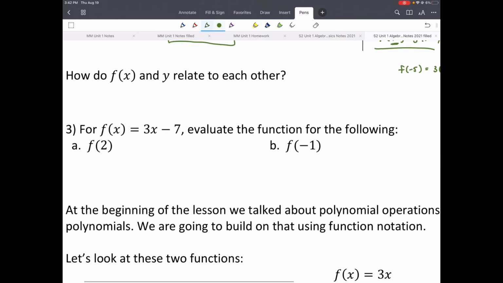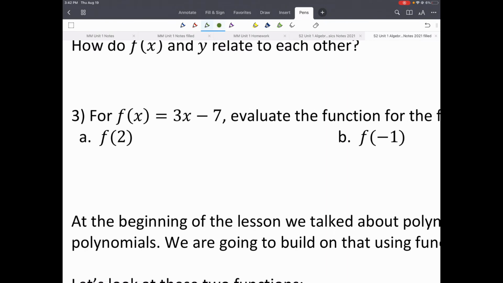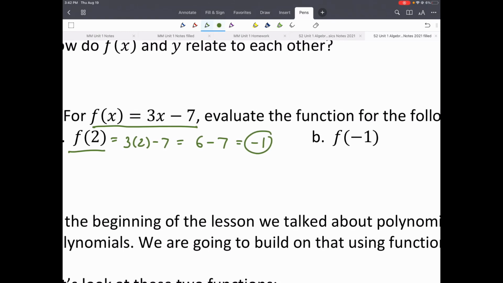We can evaluate functions, and I already did that, but we'll do another example. So we want to evaluate this function, f of x, when x is equal to 2. So f of 2 would be 3 times 2 minus 7. And then we just want to simplify it. So that would be 6 minus 7 is equal to negative 1. And that would be it. Okay, so it's just asking us to substitute 2 into that equation.